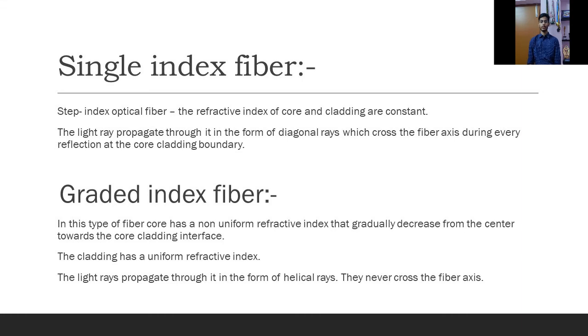Now coming to the graded index fiber. In this type of fiber, core has a non-uniform refractive index that gradually decreases from the center towards the core cladding interface. The cladding has a uniform refractive index. The light rays propagate through it in the form of helical waves. They never cross the fiber axis.